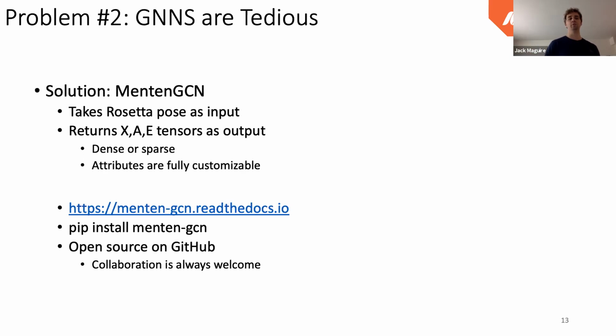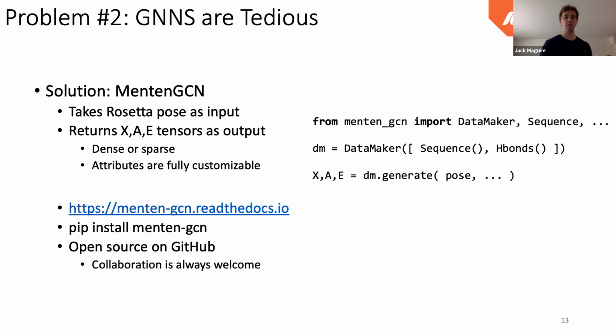It computes all of the data for you from the pose, and it's pretty extendable for you to create your own attributes. The documentation is live. We have a readthedocs.io. You can install it pretty quickly with pip. And this is an open source project on GitHub, so feel free to check that out. Collaboration and bug reports are always welcome. The general idea, this is a little bit of slideware. You would create a data maker from the Menten GCN package. And when you create it, you would specify what type of data you want on your graph.